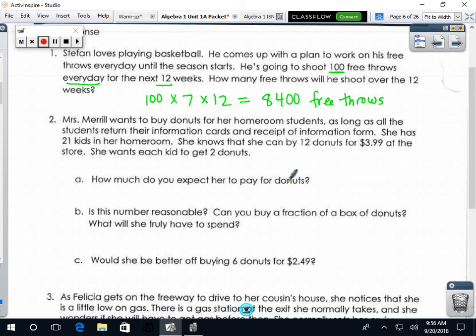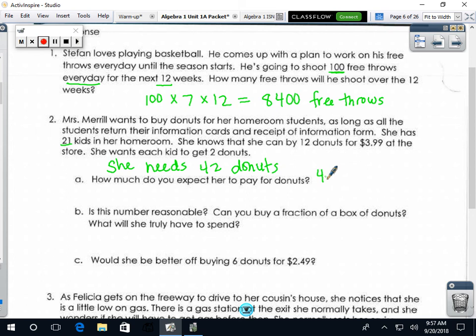Well, how many donuts does she need? Right, she needs, what'd you say? 42 donuts. And why does she need 42 if she only has this many kids? Right, she wants each of them to get 2. So 21 times 2 is 42 donuts. Now, she can buy a dozen donuts for $3.99. But if she wants 42 donuts, how many dozens does she need to buy?